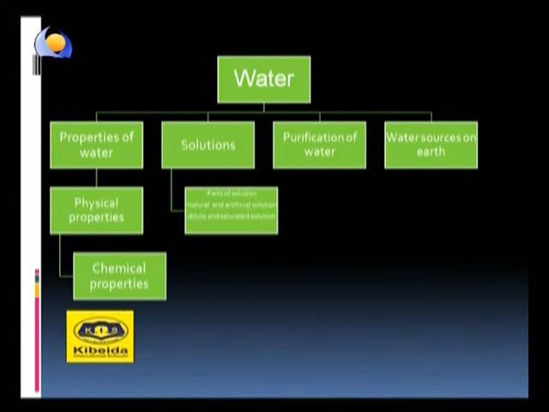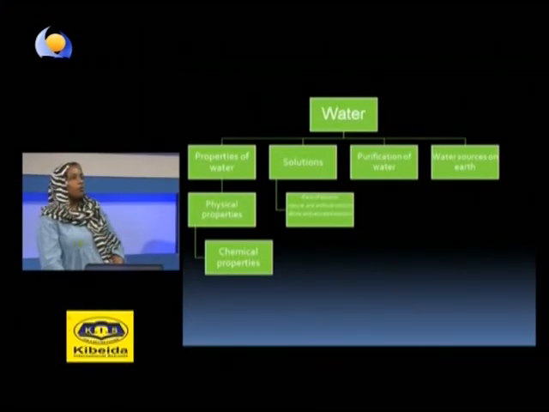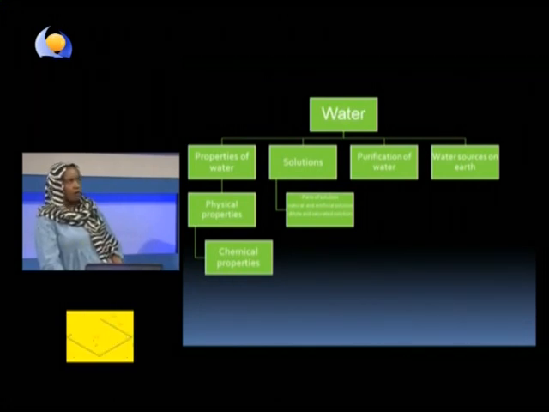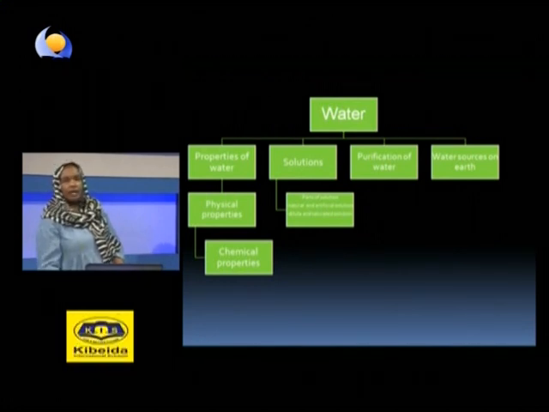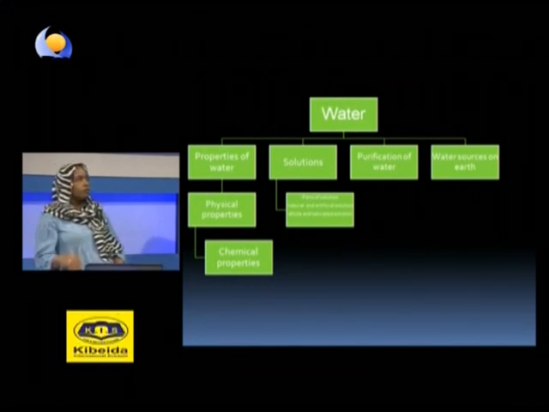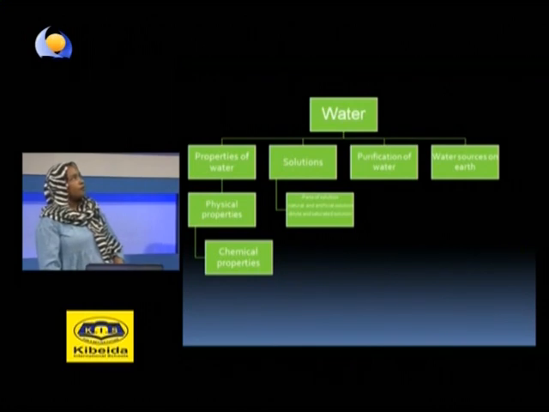Number three, purification of water. Purification of water is composed of different points, starting from pumping the water into tanks to the last point, when we pump the clean or pure water into pipes. The last part of water is what we call water sources on earth, divided into three parts, and every part divided into different parts. This is about water.